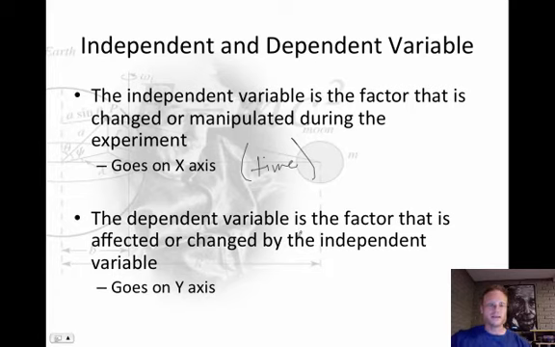The dependent variable is the factor that is affected or changed by the independent variable. So that's going to go on the y-axis. It's kind of like the results of the experiment, the thing where you're seeing what happened. So because I did this, what's going to happen? It's dependent upon that independent variable, and that always goes on the y-axis.